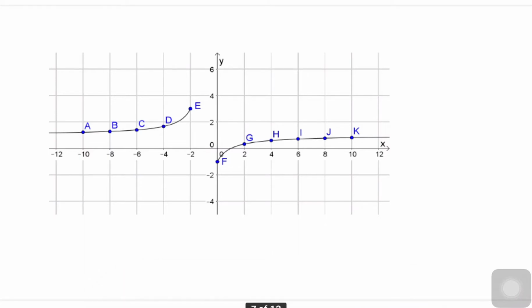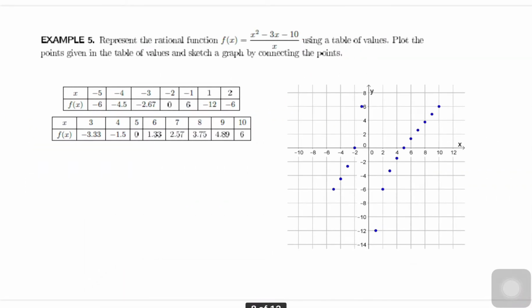Not a smooth curve. Okay, another example, we have this: x squared minus 3x minus 10 all over x. So again, make your own table of values, provide your own x values, and then substitute that x to get your f of x. Now take note again, this expression is undefined when?